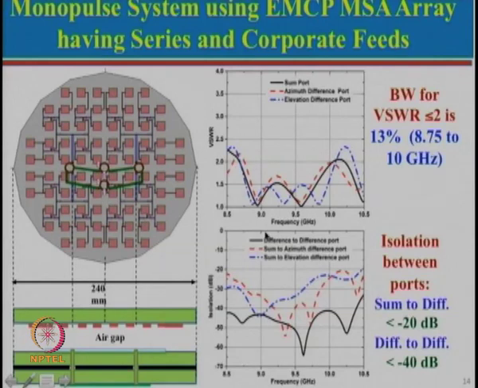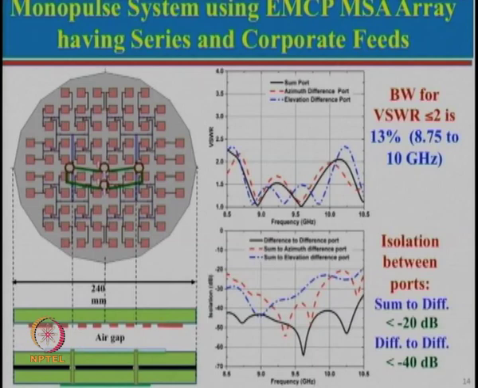You can actually see that this is the VSWR 2 line here. Bandwidth is almost from 8.75 to 10 gigahertz, which is more than 1 gigahertz bandwidth. Over here sum to difference is minus 20 dB, but what is more important is isolation between difference to difference, which is minus 40 dB. So you can see that the isolation is extremely good. Generally anything better than 20 dB is considered good, minus 30 dB is very good, and minus 40 dB is considered very good.